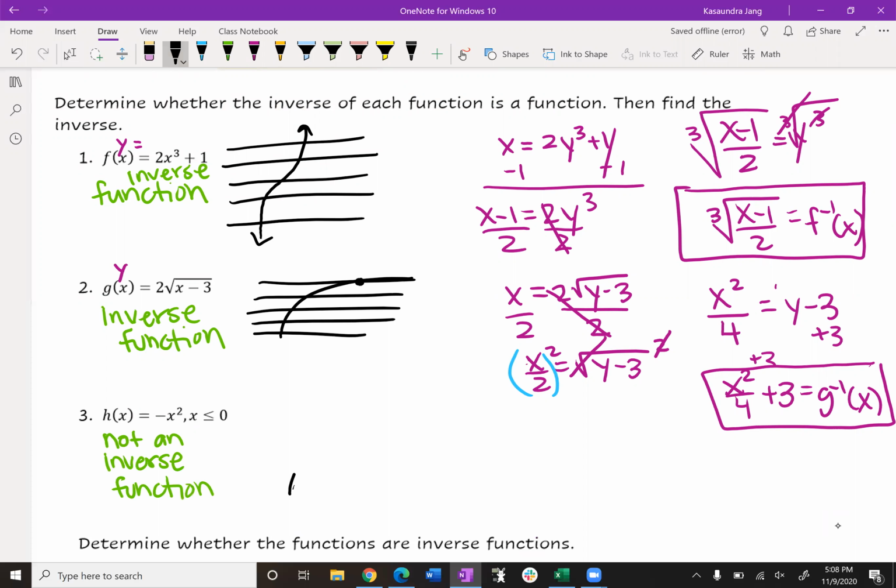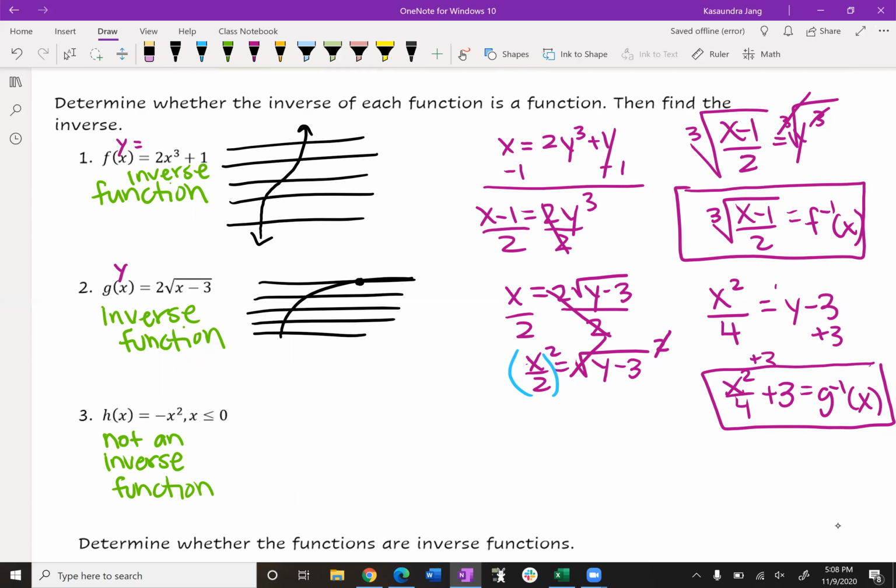Again, I'm looking at my graph and my horizontal line hits more than once, which means it does not pass the horizontal line test. And now I'm still going to find the inverse. It's just not going to be an inverse function. All right, so to find my inverse. Oh, wait, I take this back. Okay, sorry, rewind. Let me show you what I'm talking about.